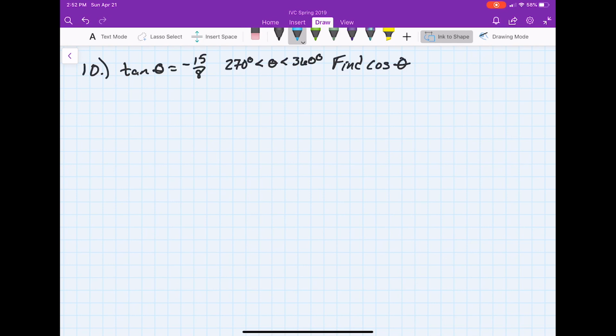And one last one for this style question. The trick here is they're giving you this form to get you to realize this is in quadrant 4. So we want to find cosine, and we have tangent. Tangent, let's draw our little graph here. There we go.